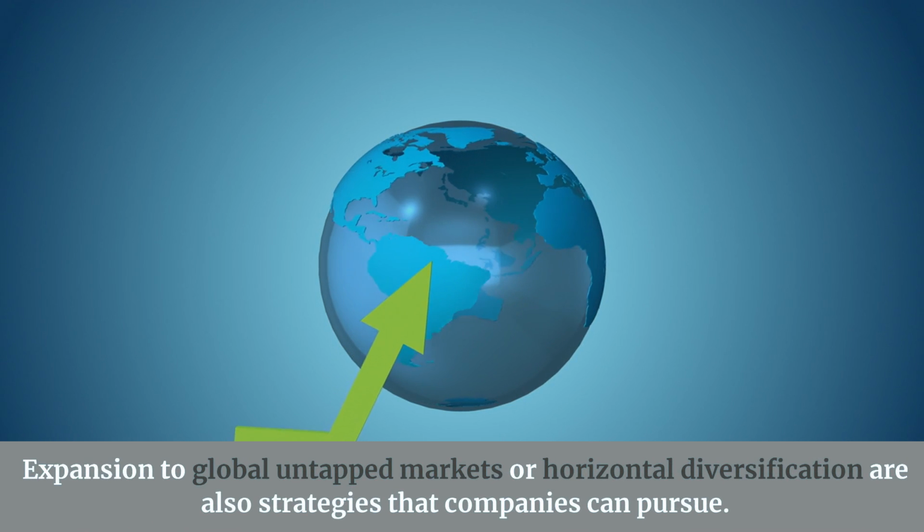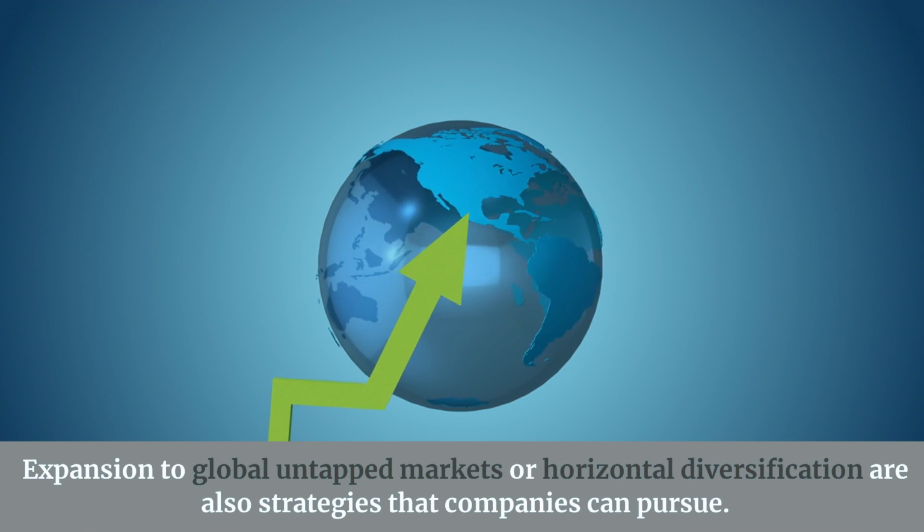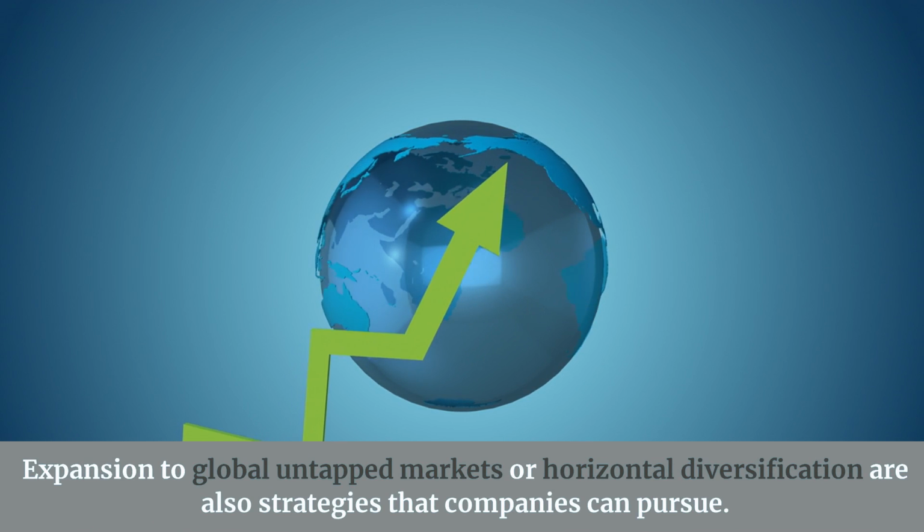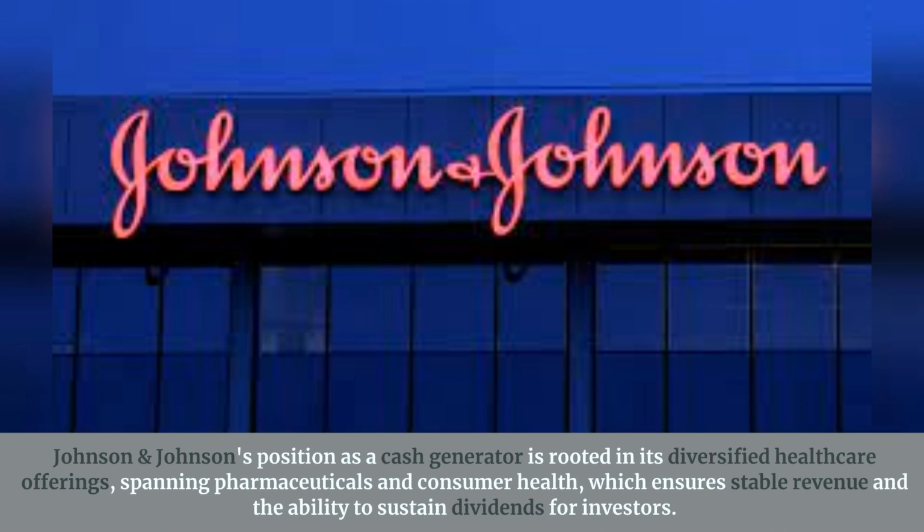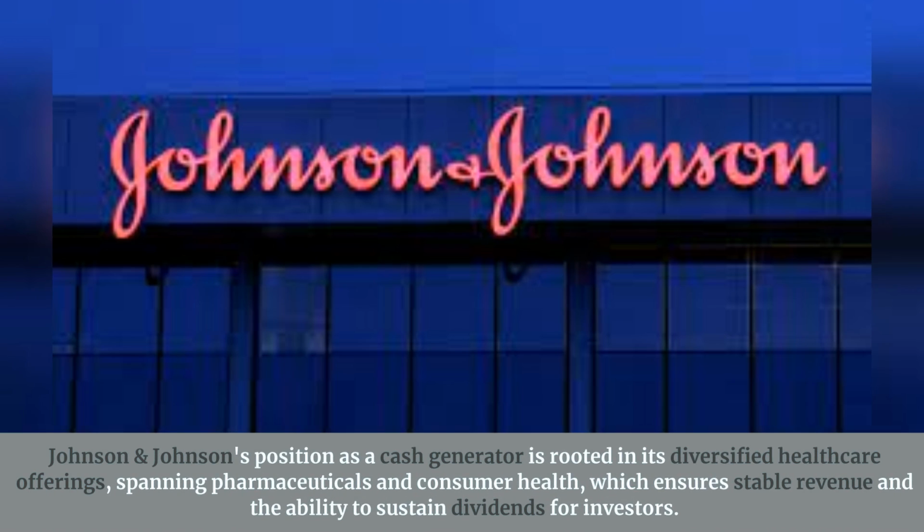Expansion to global untapped markets or horizontal diversification are also strategies that companies can pursue. Johnson & Johnson's position as a cash generator is rooted in its diversified healthcare offerings, spanning pharmaceuticals and consumer health, which ensures stable revenue and the ability to sustain dividends for investors.